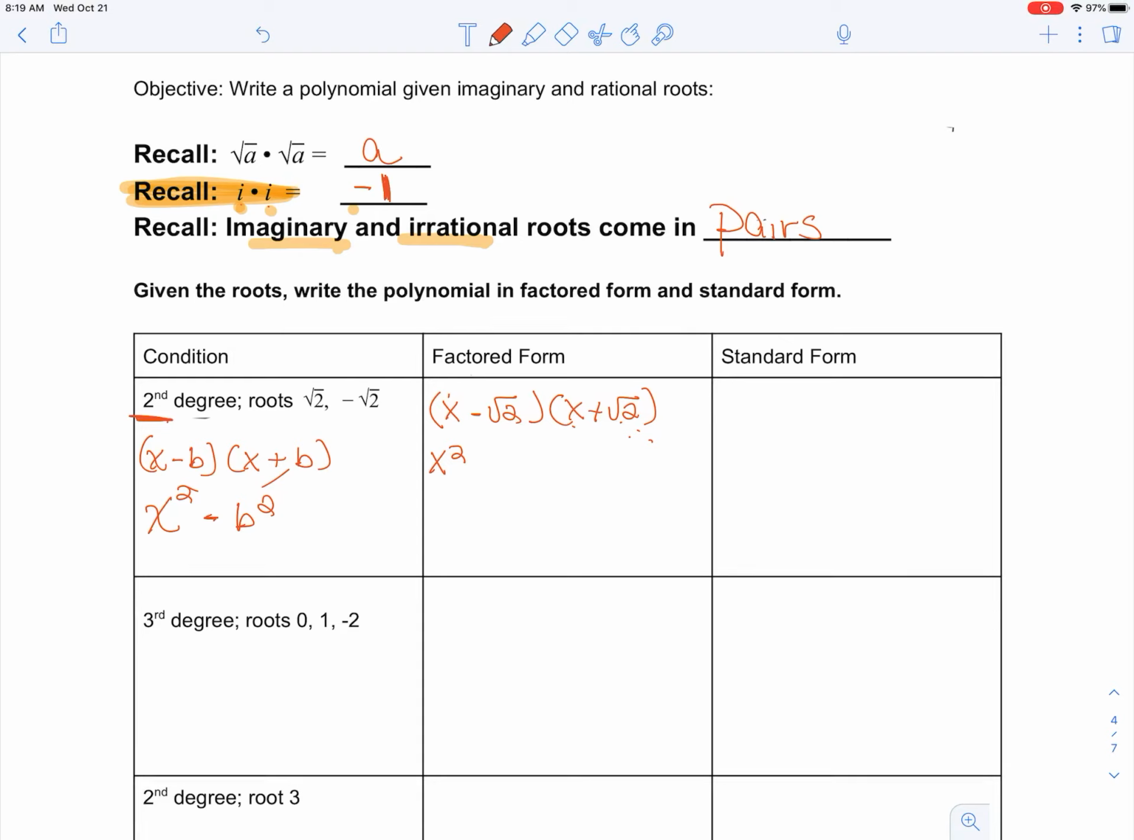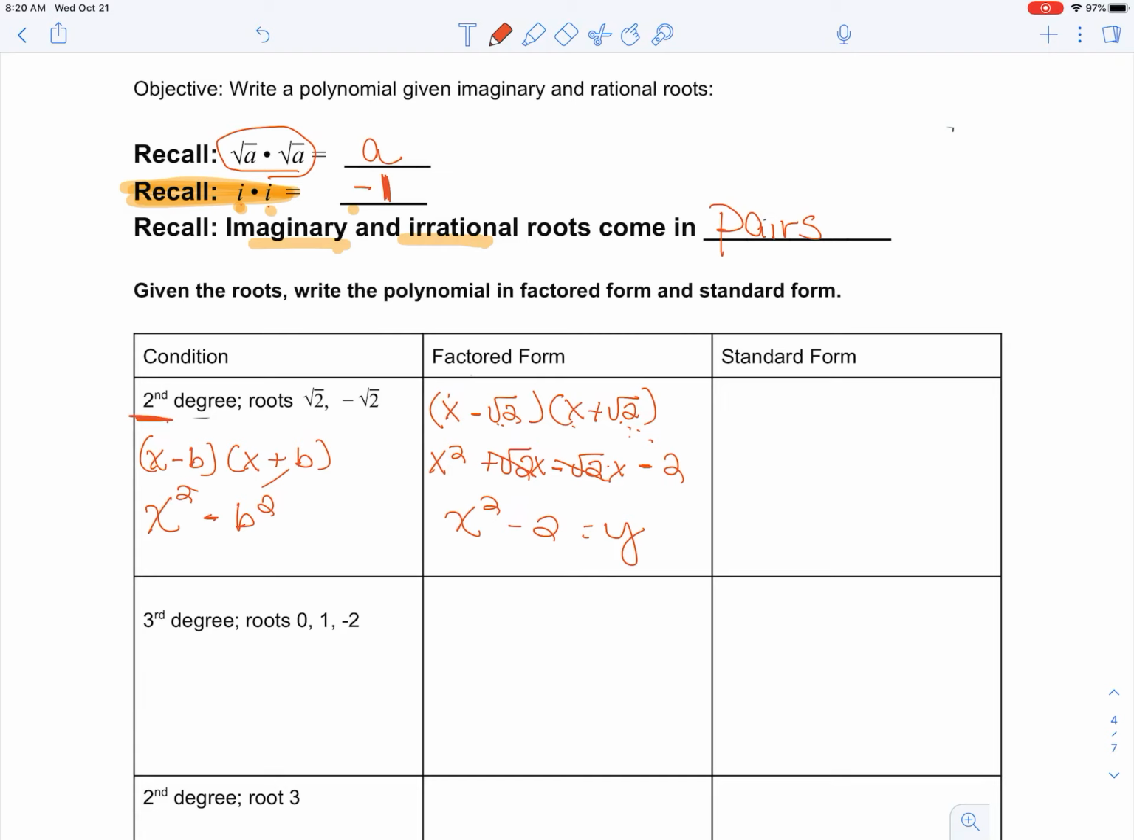So if I multiply x times x, I get x squared. If I multiply x times radical 2, I get plus radical 2x. Negative radical 2 times x gives me negative radical 2x. And then radical 2 times radical 2, going back to this principle, that is just minus 2. So notice my insides zeroed out, and so I'm left with x squared minus 2.